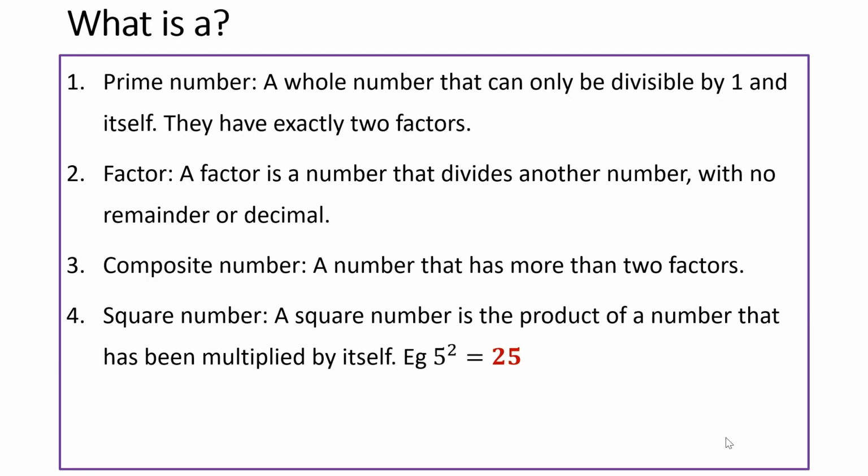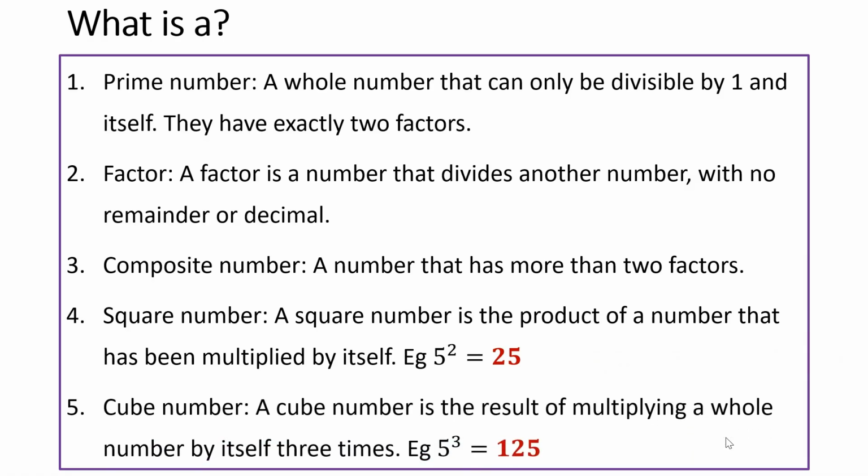Square numbers. A square number is the product of a number that has been multiplied by itself. An example is 25. 5 raised to power 2 will give you 25, so 25 is a square number. Another square number is 9 because 3 raised to power 2 will give us 9.